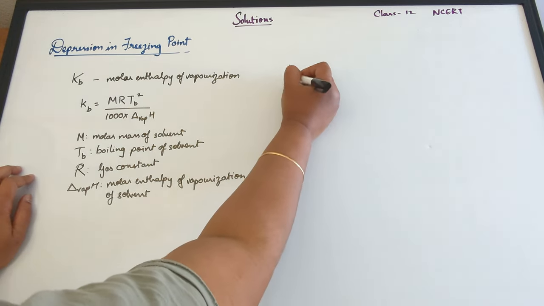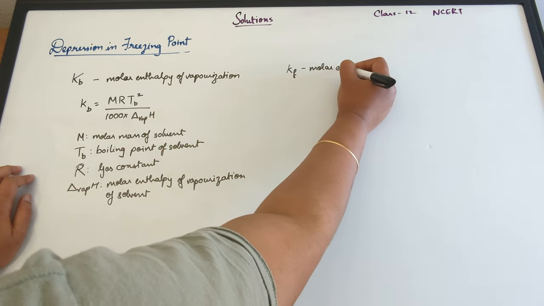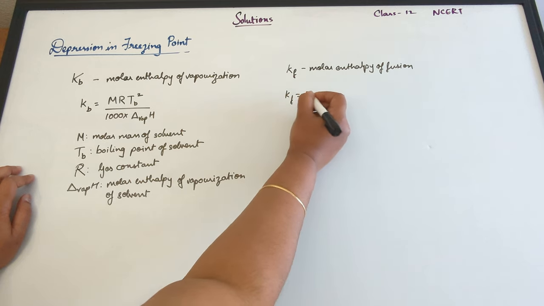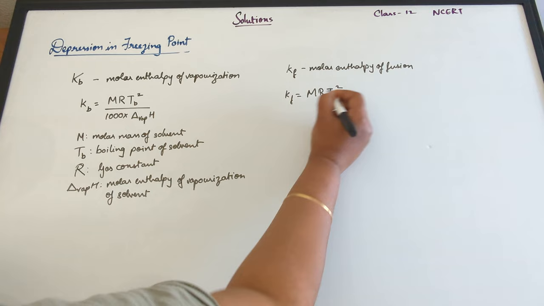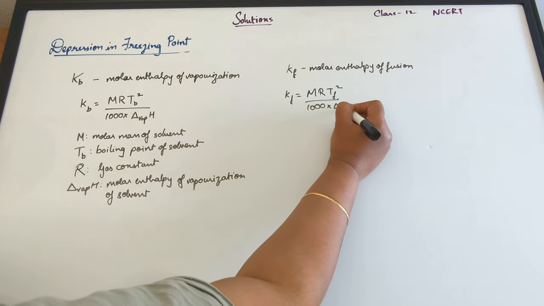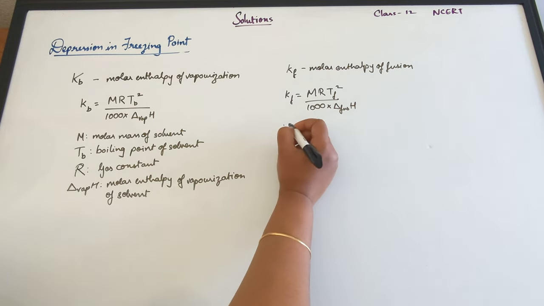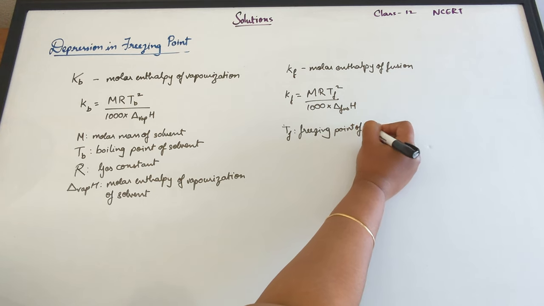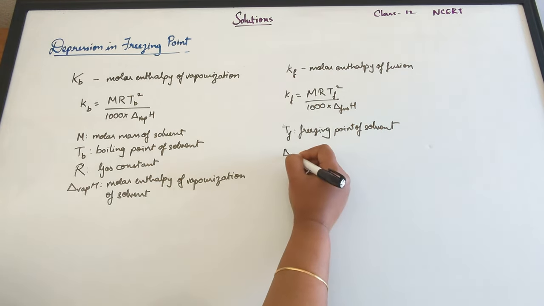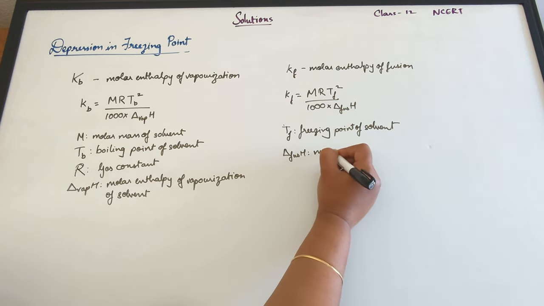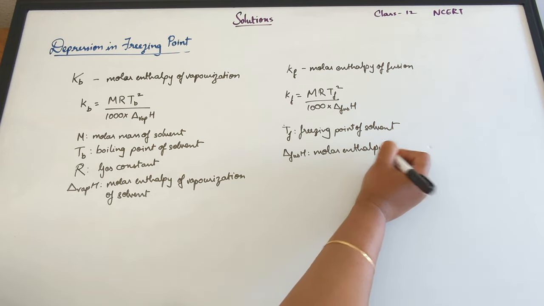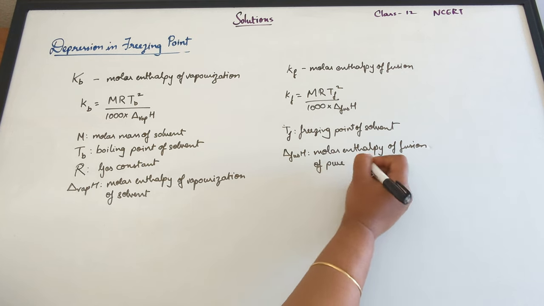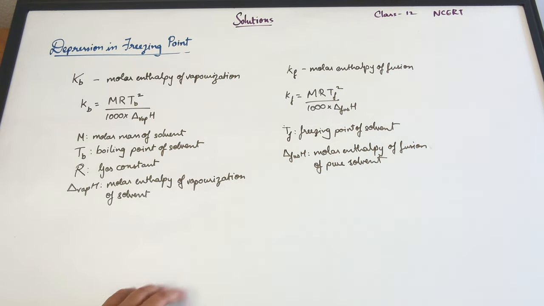The next one is Kf. We use the molar enthalpy of fusion. So Kf will be equal to M R Tf square divided by 1000 into delta H fusion. M is the molar mass, Tf is the freezing point, R is the gas constant and delta H fusion is the molar enthalpy of fusion of the pure solvent.